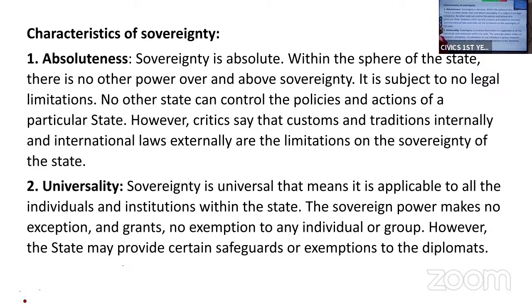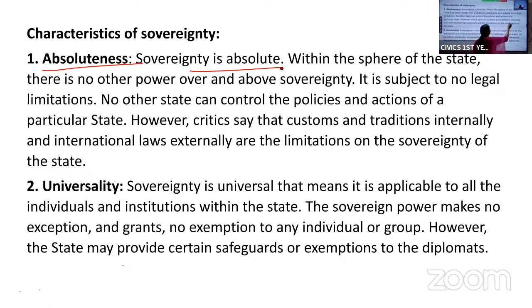So let us see the characteristics of sovereignty. The first characteristic is absoluteness. What do you mean by absoluteness? Absolute means complete. So sovereignty is complete, absolute. It is complete within the sphere of the state. There is no other power above the state. There is no other authority above the state.